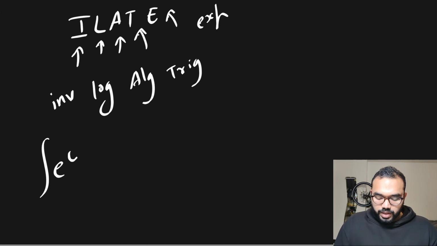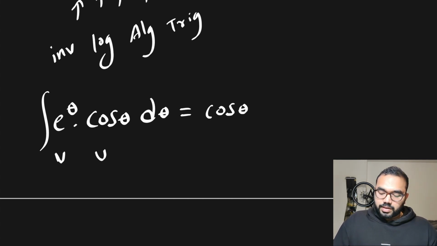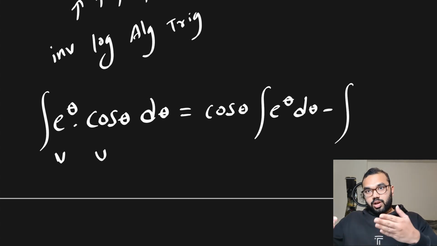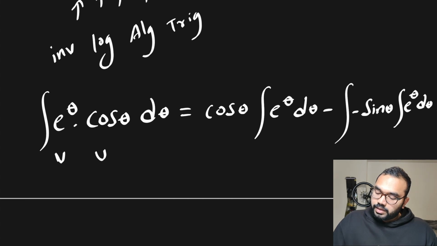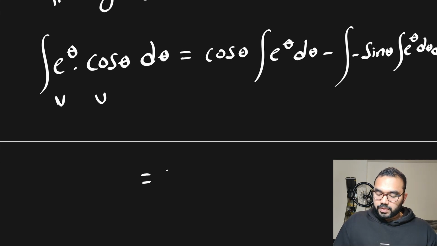So integral e to the power of theta dot cos theta d theta, e to the power of theta is V and cos theta is U. So apply the ILATE rule. Cos theta is outside and we are integrating e to the power of theta d theta, minus integral. Now we are differentiating: the derivative of cos is negative sine theta, and integral e to the power of theta d theta, right? Perfect. Let's keep on solving.